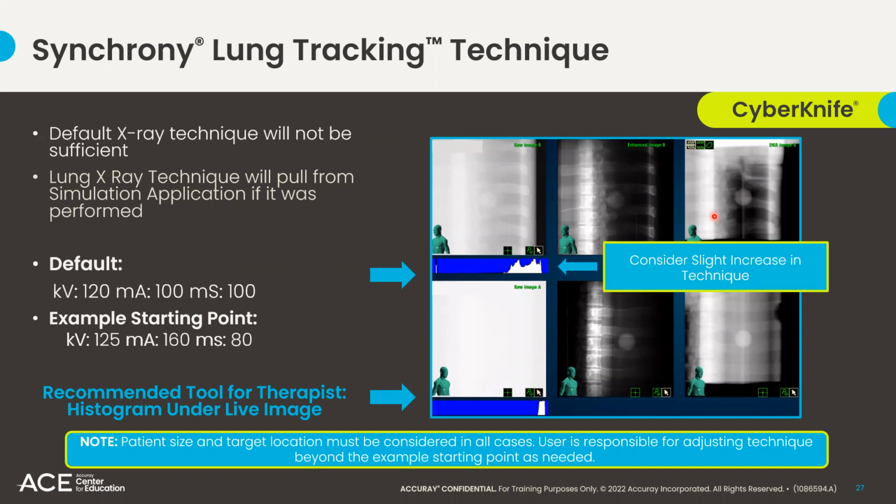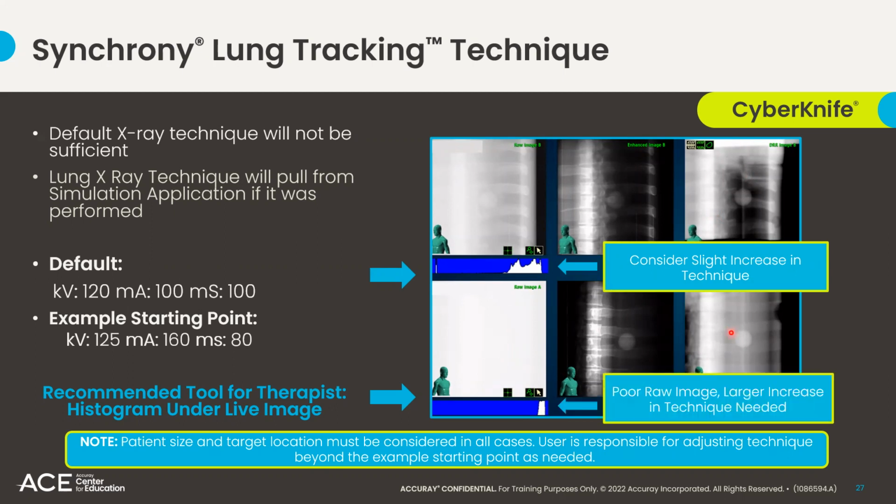Looking at A, or the bottom image, I have a lot more work to do. My histogram is really bunched up to the right-hand side. I can't see any bony anatomy here in my raw image. And my enhanced image is much, much darker than my DRR. A reasonable action would be to increase the KV, again, maybe 10-15%, and make a positive adjustment in MA.